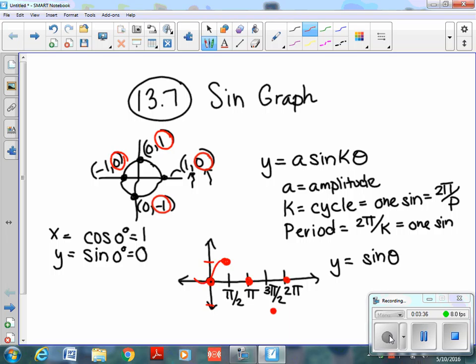So this is what a sine graph looks like. It's curvy. Do not do this. Here are your 3 points. Here's one there and one there. Do not connect them like this. It's not corners. There are curves.